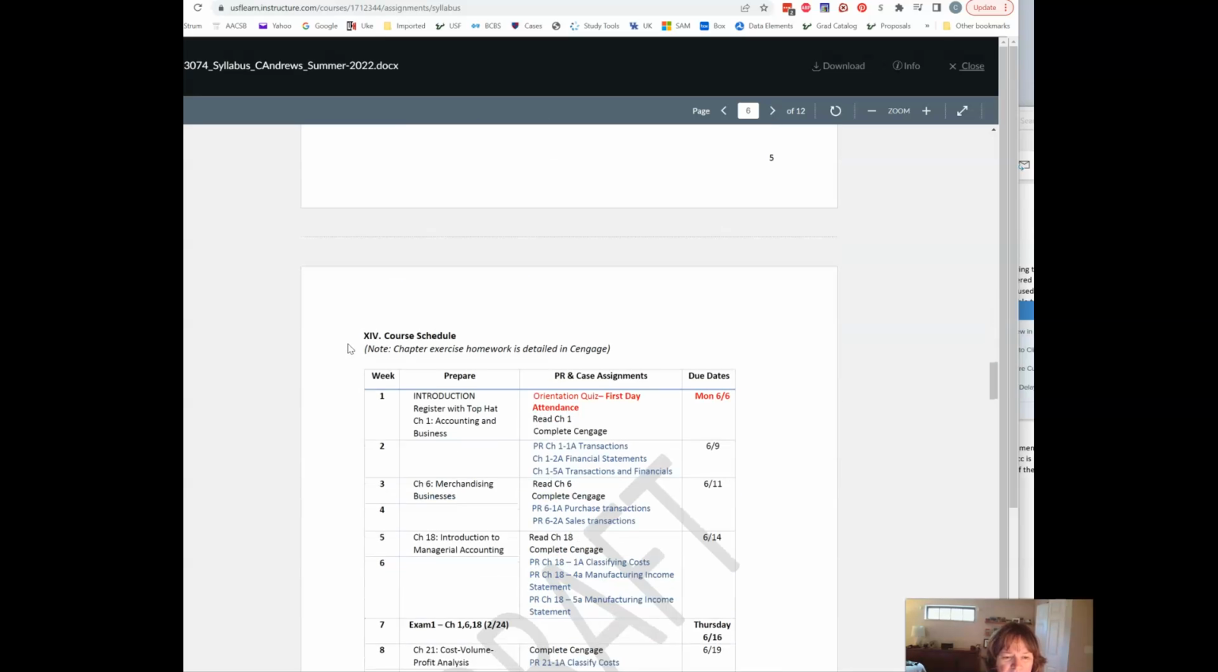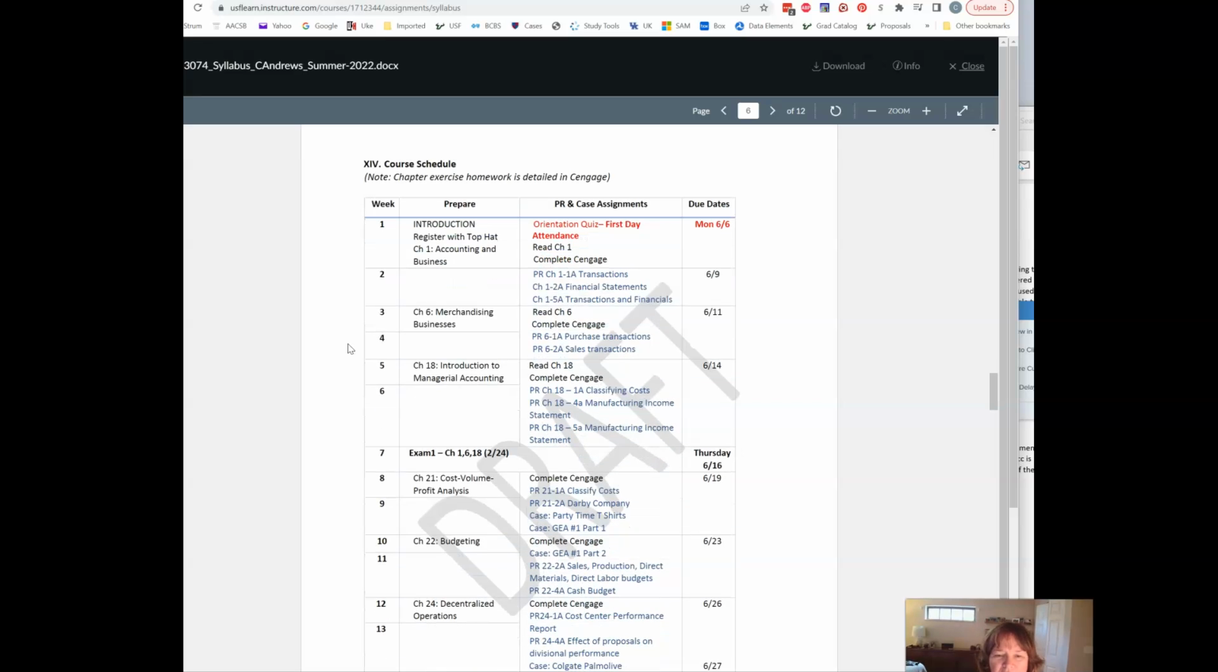These are the cases, and here's the schedule. And boy, this is why you might want to start tomorrow if you haven't started already. Some people have already submitted homework, but the introduction is here. The first day attendance quiz is due on Monday the 6th. So you've got to do that right away. You could do it now if you wanted to. And then you're going to read chapter 1, do these problems, and they're due on the 9th. So you've got 3 days.